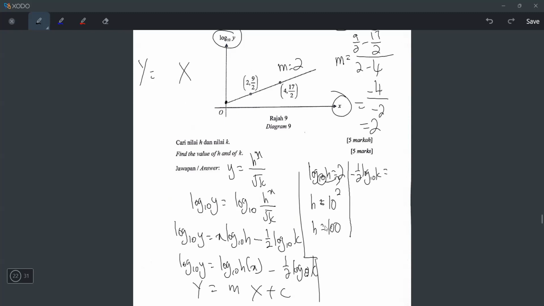And for the m, you already know it's log h, right? Which is log 1000, because you know h is 100. And if you press log 1000, it is 2. So you just put 2 and then plus c.